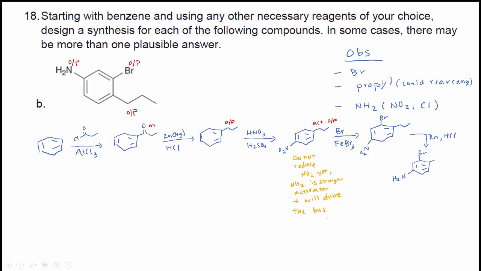All right, so if we reduce the nitro group too soon, then it's going to drive the bus. It'll take over for the propyl group, and we don't want that to happen. If you wanted to put your nitro or your amine group in via a chlorine, you could do that as well. So we'll just give you a couple options. So you could just use Cl2 and use that new reaction that you learned today.